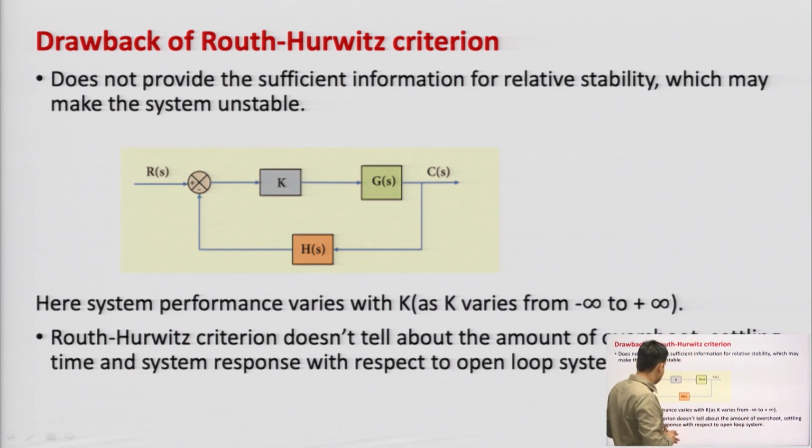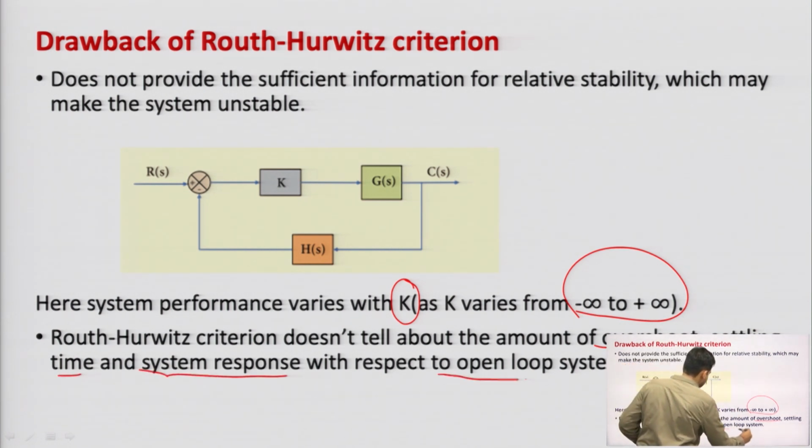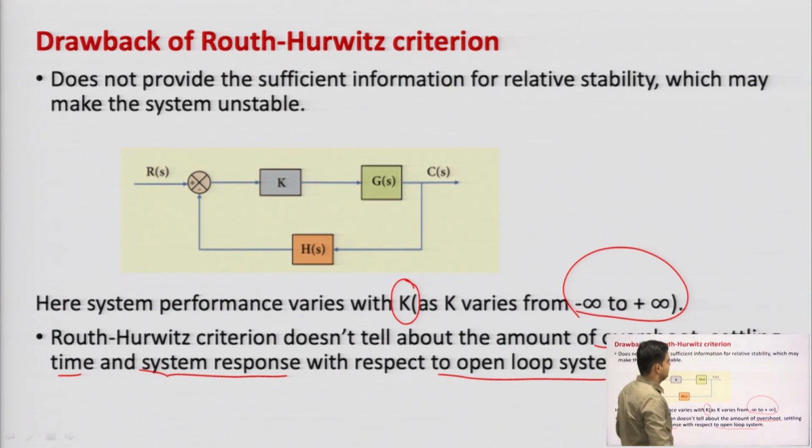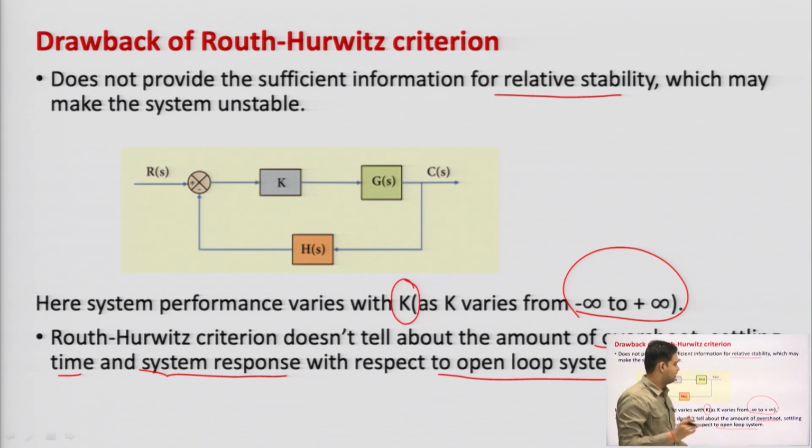Okay. Here we had seen the conditional stability where K was a factor. If we vary K from minus infinity to plus infinity, for which value it is stable and for which value it is not stable, this is not clearly defined here. The Routh Hurwitz criteria does not tell about the amount of overshoot, settling time, or system response with respect to the open loop system. So, this is missing, and relative stability, if my system is stable, for which range of K it is stable, this type of information is a little bit missing from the Routh Hurwitz criteria.